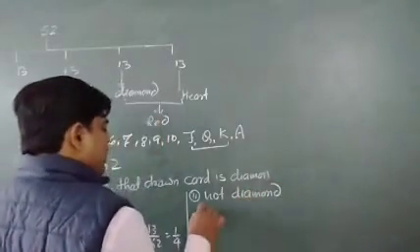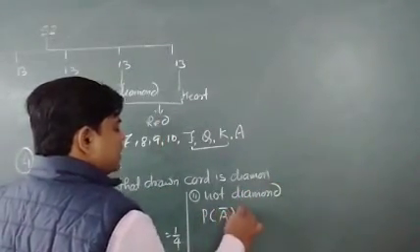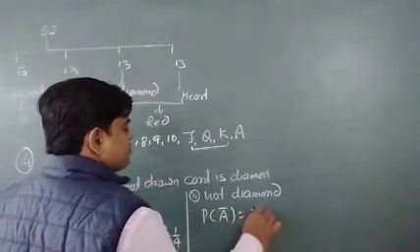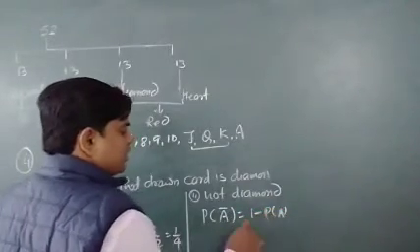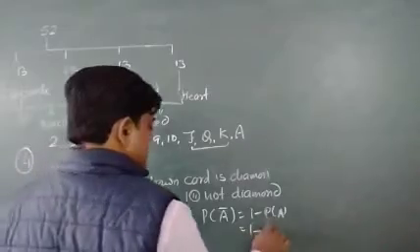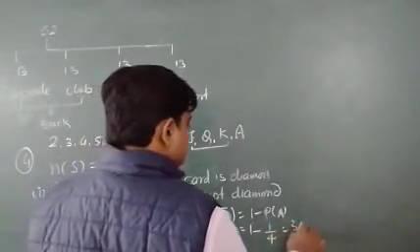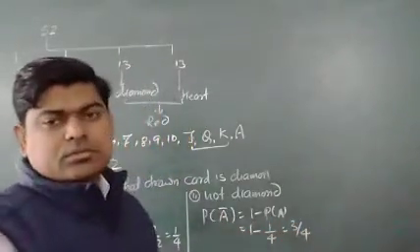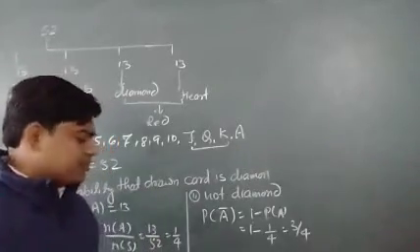It means what I want to write, probability of A bar. It can be written as 1 minus probability of A. It is 1 minus 1 upon 4, that is equal to 3 upon 4.